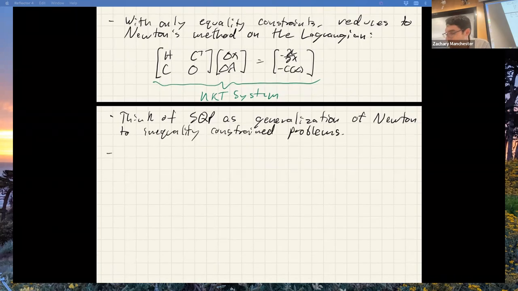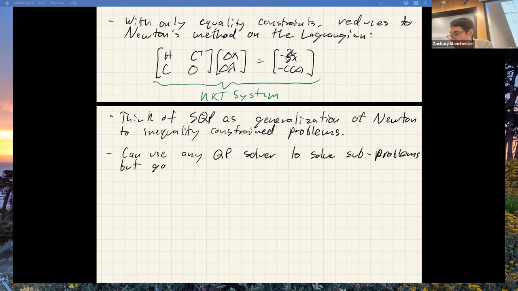Okay, so the gist is we have a QP solver. We don't care how it works or any of the details, because we can use any QP solver to solve the subproblems. But as usual, a good implementation that's really dialed is going to try to use some kind of warm starting strategy, use some tricks to be more efficient.